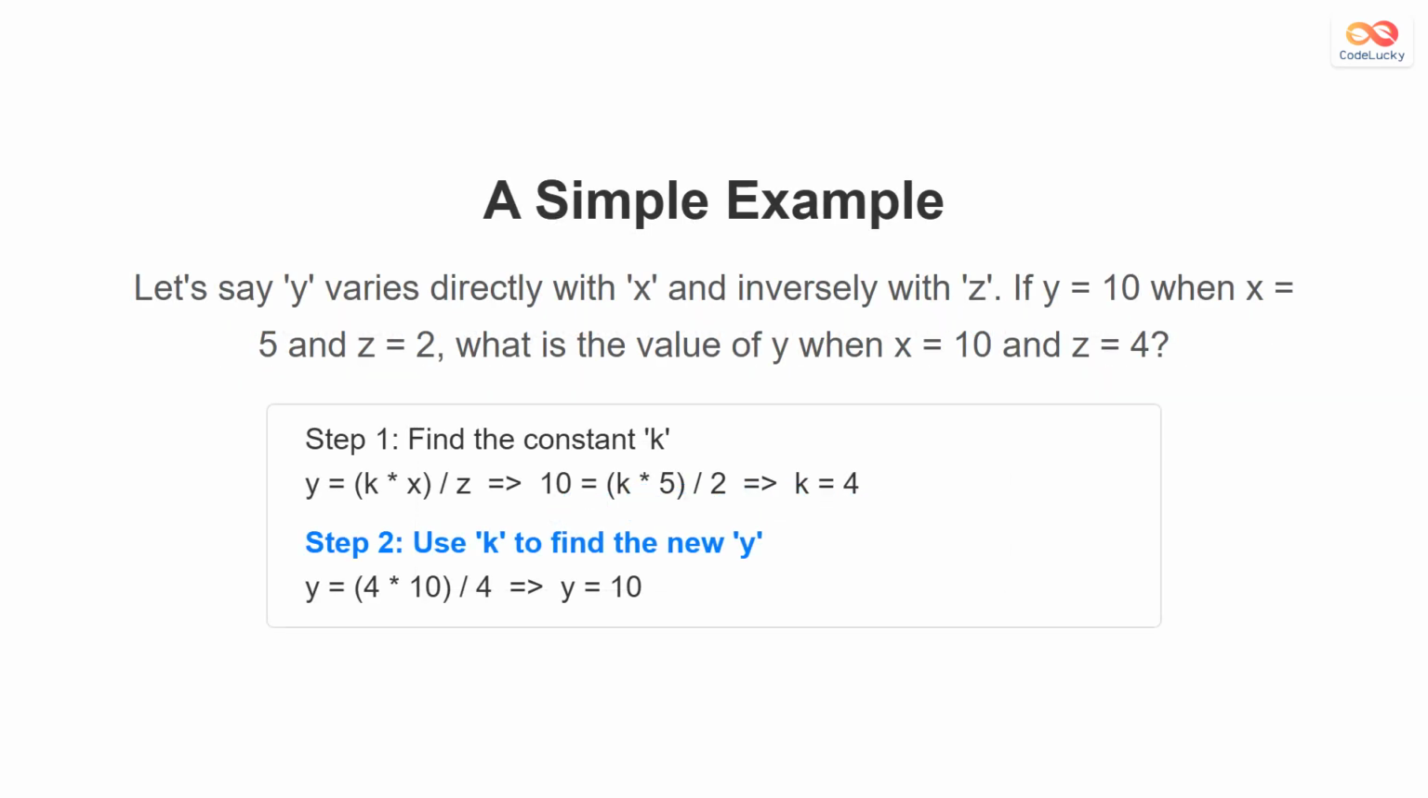Let's say y varies directly with x and inversely with z. If y is 10 when x is 5 and z is 2, what is the value of y when x is 10 and z is 4? First, we find the constant k by setting up the equation 10 equals k times 5 divided by 2. This gives us a k value of 4. Then we use this to find the new y equals 4 times 10 divided by 4, which gives us 10.